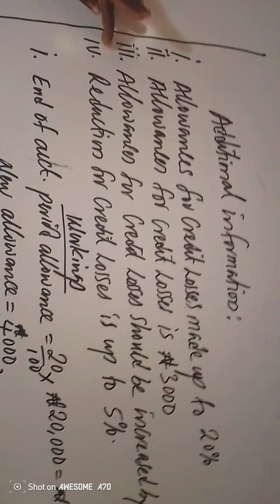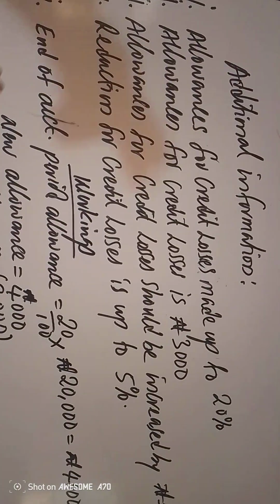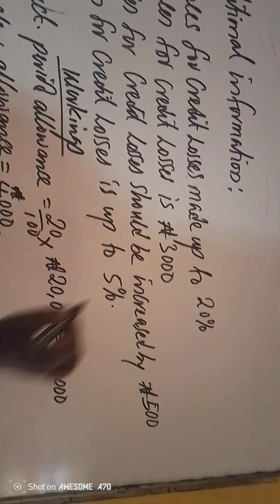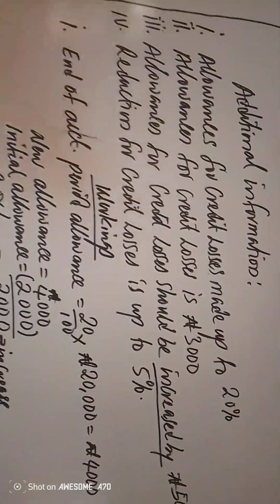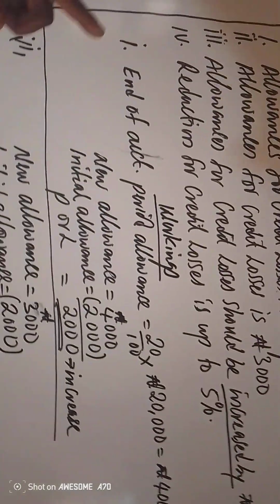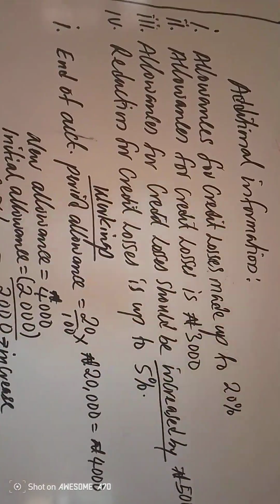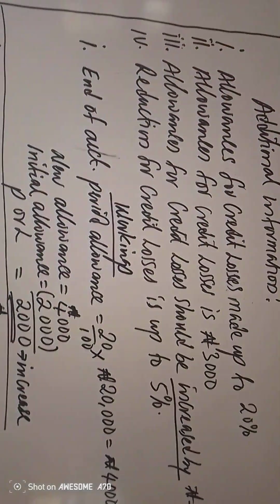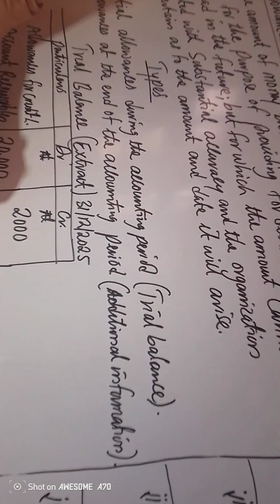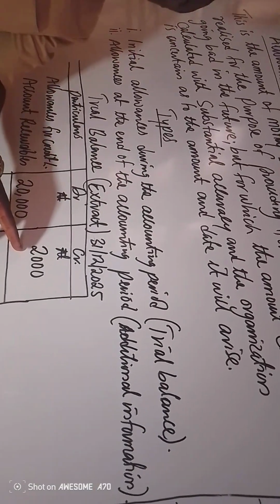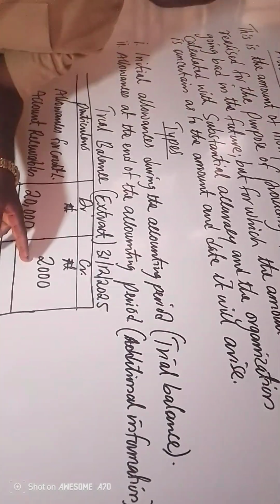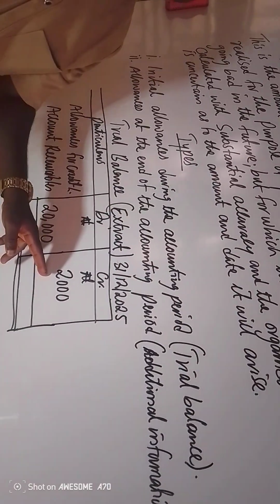It can also be given in this way, whereby you say allowances for credit losses should be increased by. Underline this word and understand the statement. It should be increased by 500. Based on the language, if something is increased by, it means you are adding. Initially it was 2,000. So if it is increasing by 500, you are adding 500 to 2,000 to get the new allowance at the end of the accounting period.